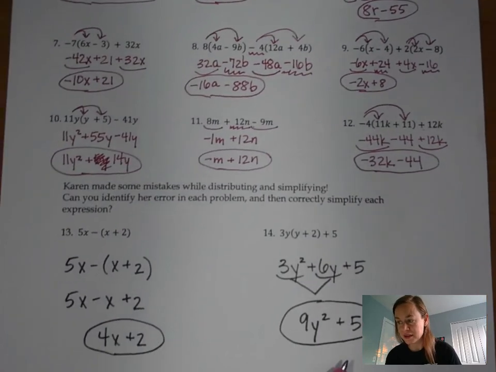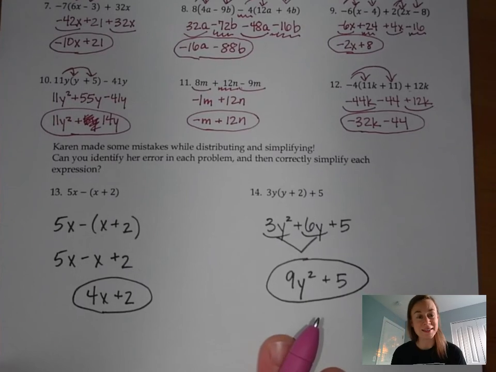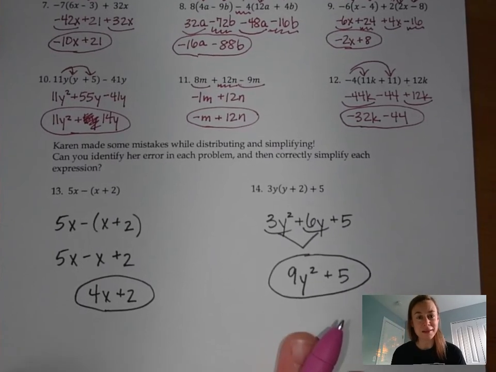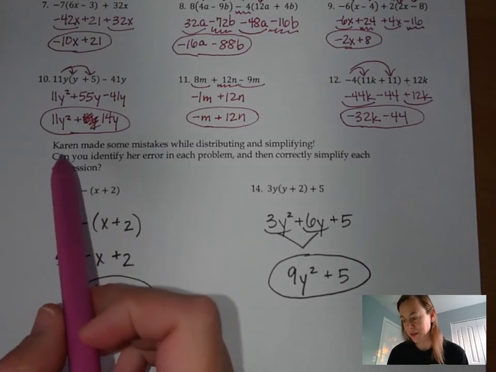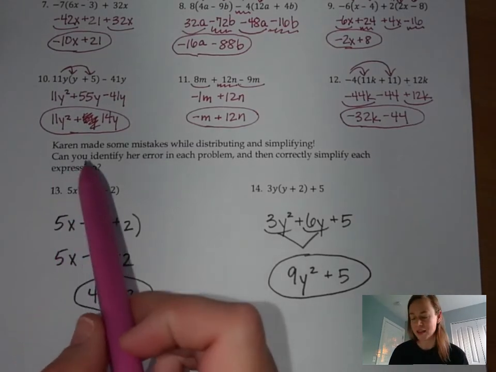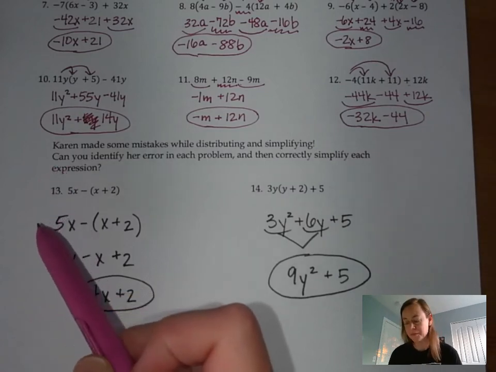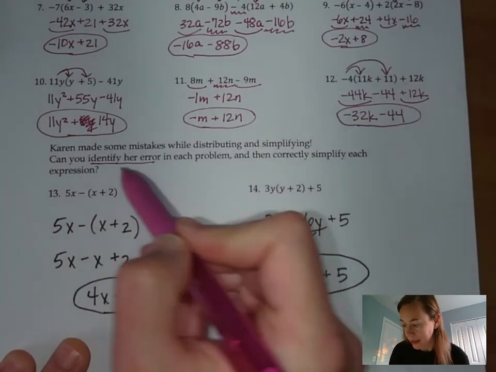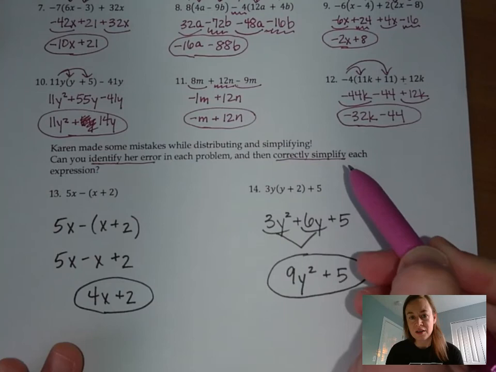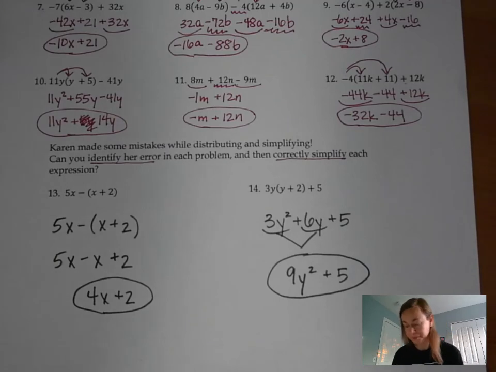Now I know that the bottom section maybe looks a little bit new to you. This is something that we call error analysis because we are analyzing someone else's errors. So it says Karen made some mistakes while distributing and simplifying. Uh-oh. Can you identify her error in each problem and then correctly simplify each expression? So you have two things you have to do. Identify the error and correctly simplify. So make sure for full points that you do both of those things, especially on the test, right? Because there will be some of this on the test.